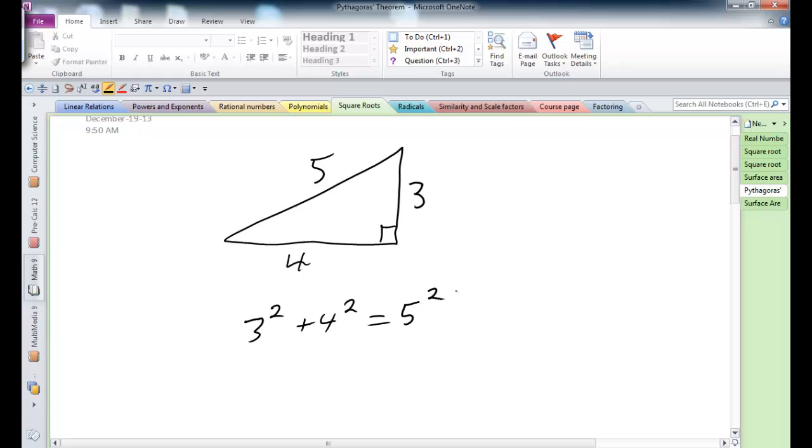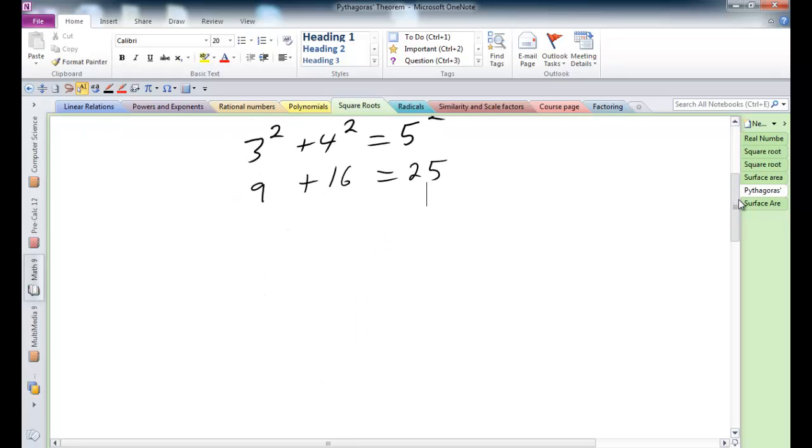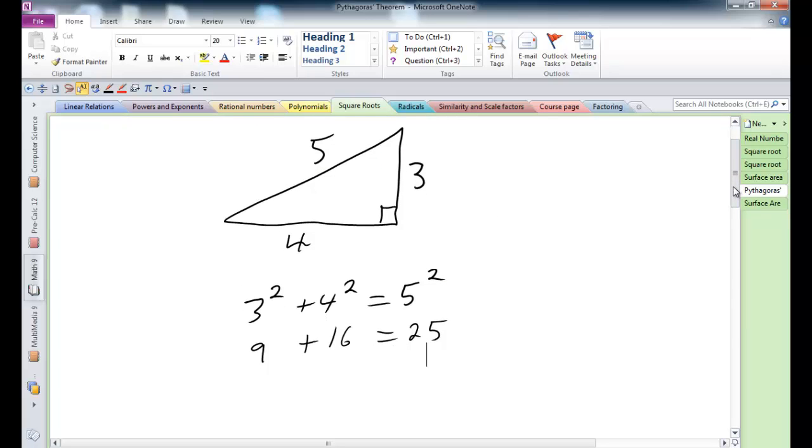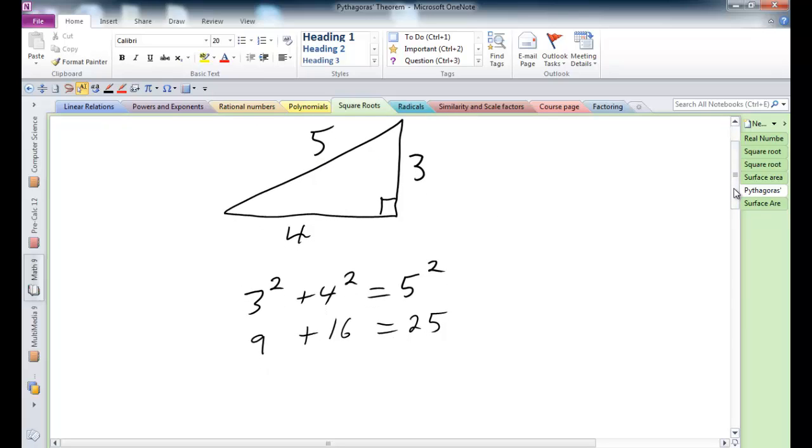And we can see that. 3 squared is 9, 4 squared is 16, and 5 squared is 25. So 9 plus 16 is 25. Now it's not necessarily these specific numbers. It's not necessarily 3, 4, and 5. 3, 4, and 5 is called a Pythagorean triple. The relationship is this regardless of the actual lengths.